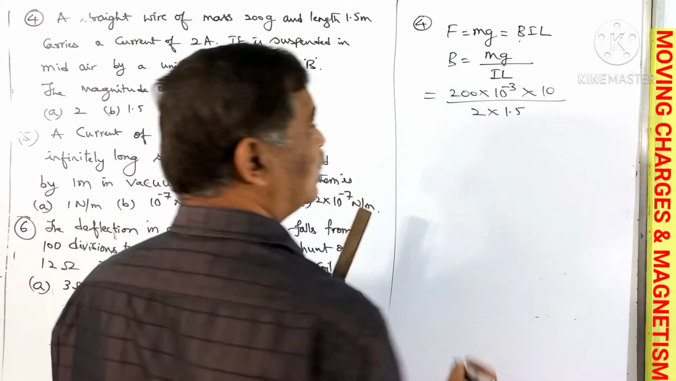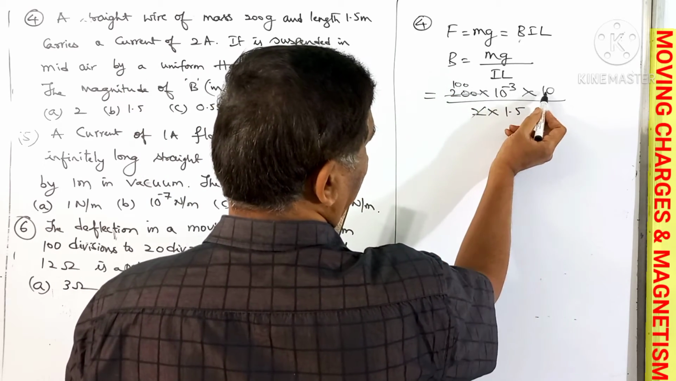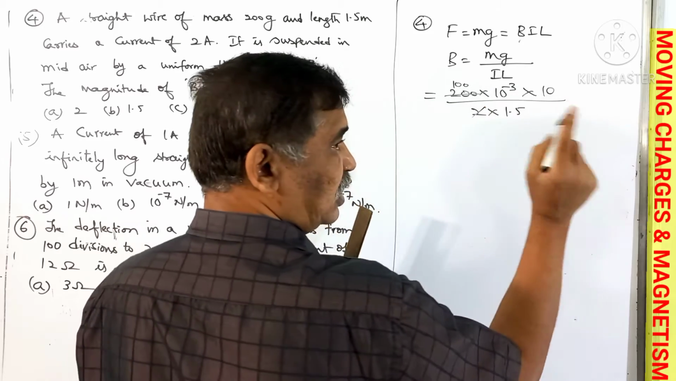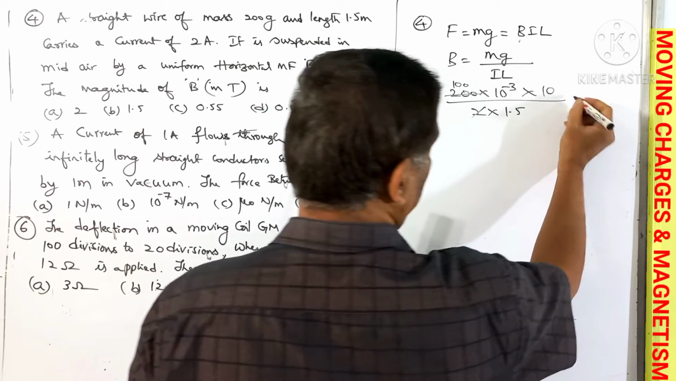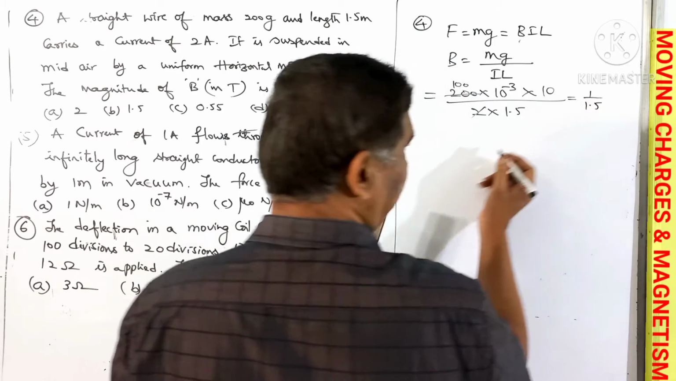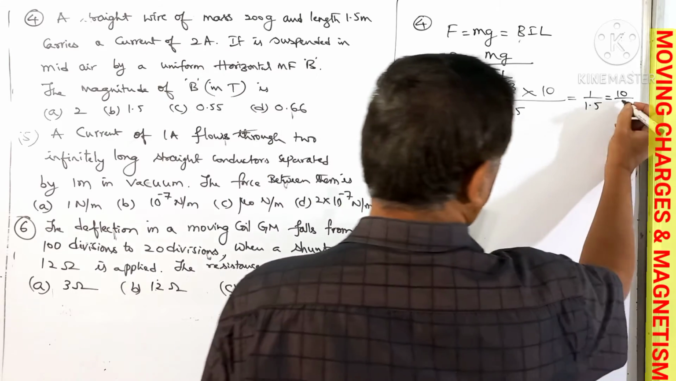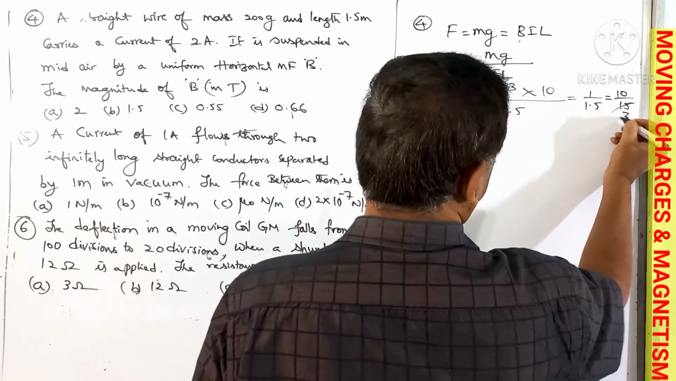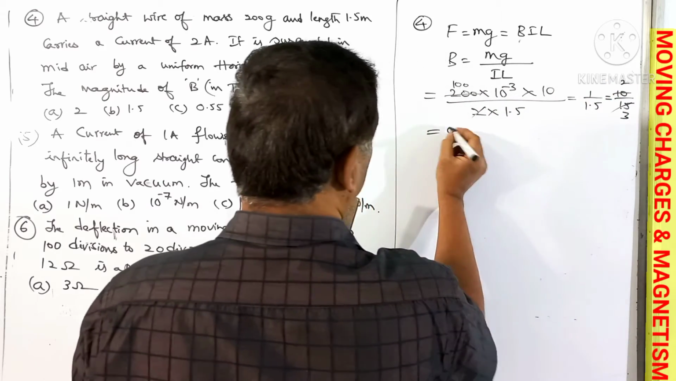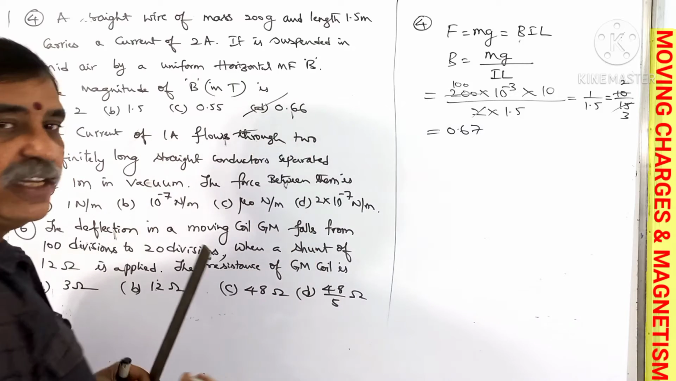Simplification. So this is 200 times 10 into 10, that becomes 1000, that is 10 power 3. 10 power 3 times 10 power minus 3 gives us 1. So this is equal to 1 by 1.5. Multiply numerator and denominator by 10, that gives us 10 by 15. So 10 by 15 is nothing but 2 by 3. 2 by 3 is 0.67 approximately. So 0.66, option D is the answer.